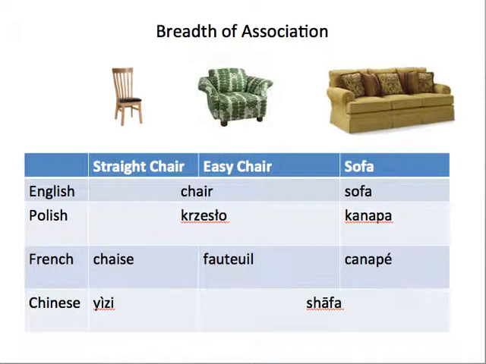Similarly in Polish, similar to English. But when we think of French, we have three different terms. So chaise refers to the straight back chair, and fauteuil refers to the easy or armchair. And then if we think of Chinese, we have another difference in categorization. Straight chair is yizhi, whereas shafa takes in both easy chair and sofa. So all the time we are looking at cultures and looking at the way they map the world in terms of semantic categories. And it becomes very interesting to compare these particular categories across cultures.